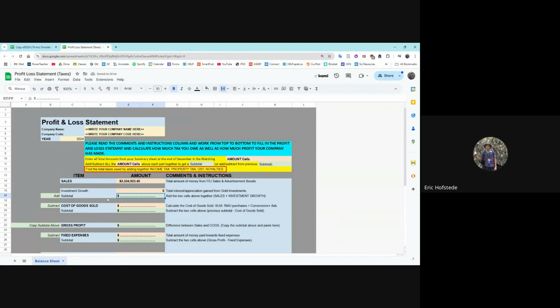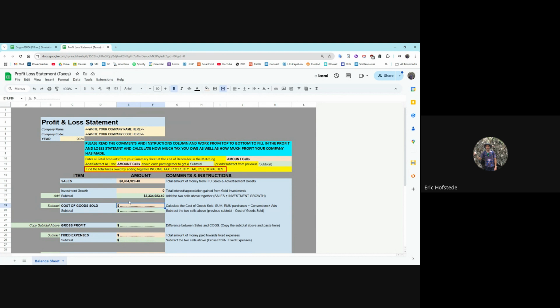Every subtotal, every one of these green boxes in this assignment, is going to come along with an instruction of what to do to calculate that subtotal. For instance, for this subtotal, I need to add. And what do I add? For every subtotal, you're going to look at the 2 lines immediately above it. So we're going to look at sales plus investment growth, added together. So obviously, it's just the same as my sales.